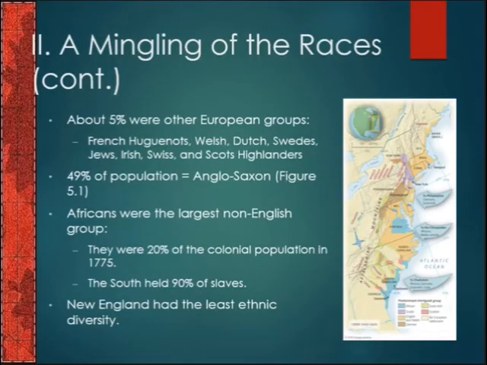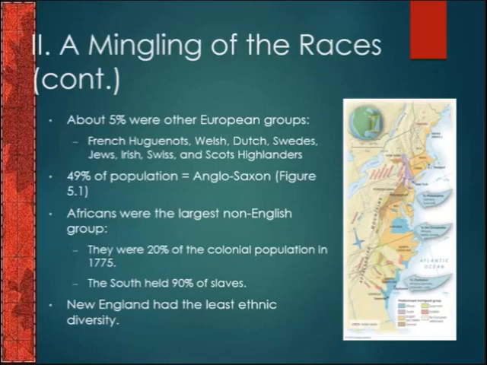At the outset of the American Revolution, nearly half, about 49%, of the British North American population was Anglo-Saxon, meaning they or their ancestors originated from England. Other European immigrant groups peppered the colonies: French Calvinist Protestants, called Huguenots, the Welsh, meaning people from Wales, which was England's neighbor to the west, the Dutch, the Swedes, Irish, Swiss, Scots Highlanders, and Jews made up less than 5% of the total population. But by far and away, Africans were the largest non-English group. By 1775, 20% of the colonial population, roughly 500,000 people, were Africans.